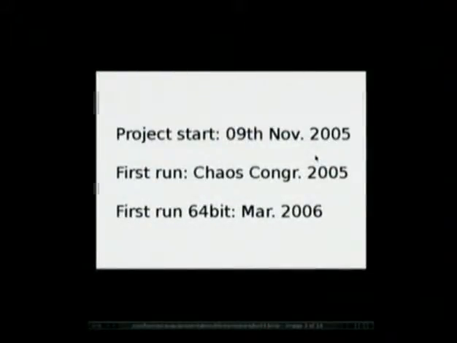Project start was on 9th November 2005, my birthday. This is where I coded the initial graphics engine. The first time it actually looked like a jump and run game was at Chaos Congress. I think it was the third day, 5 o'clock in the morning.